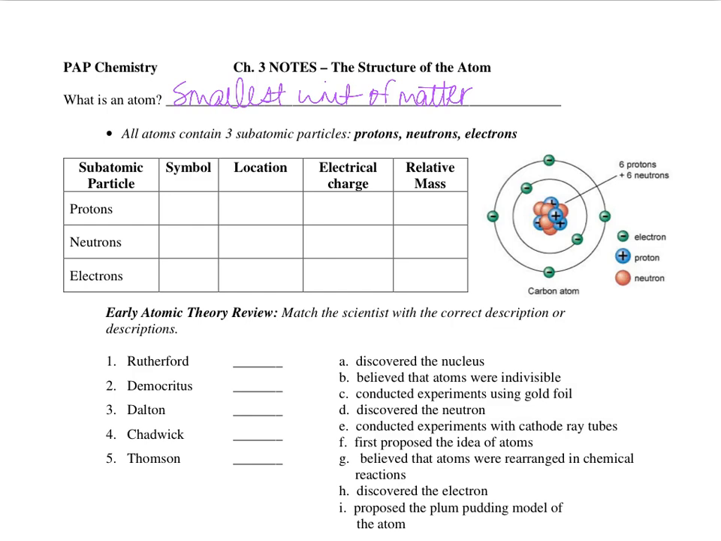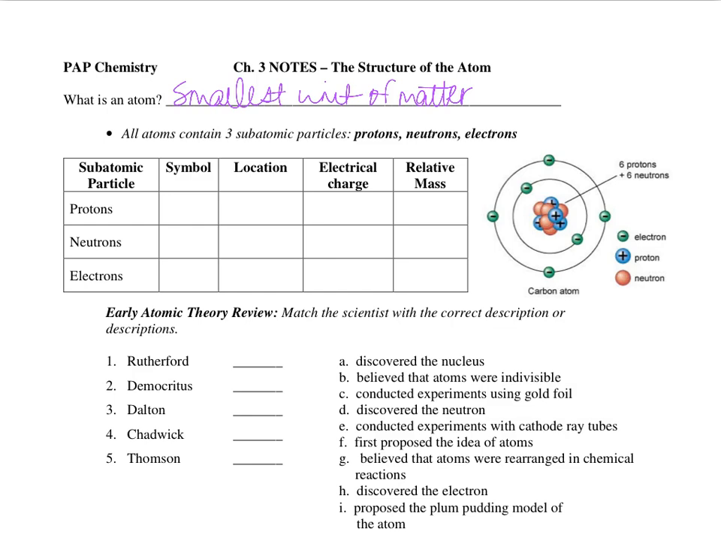Atoms can combine together to make larger samples that we can see. So if they're all the same kind of atom, that's a pure substance, like an element. But we also can combine atoms chemically to make larger things like molecules.